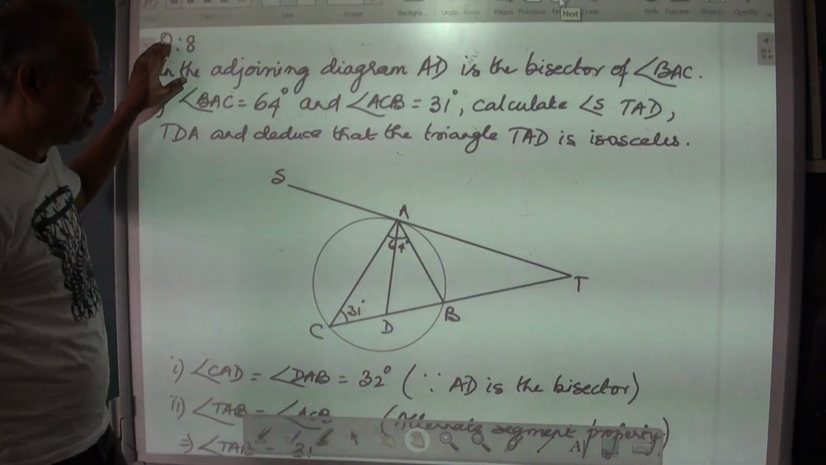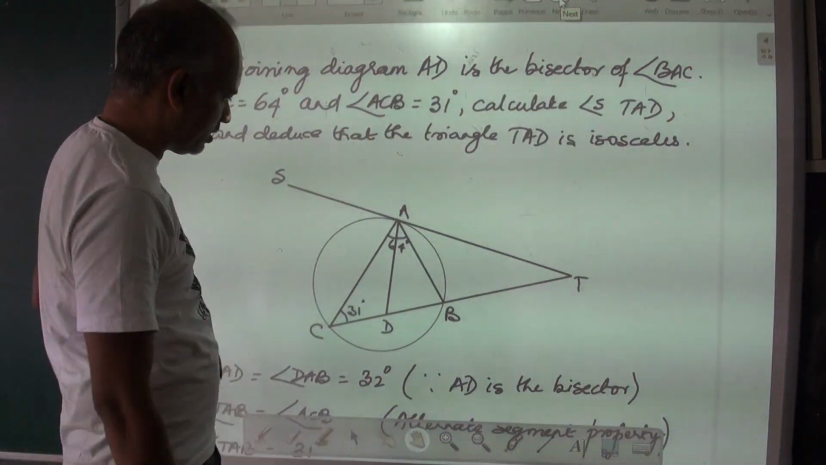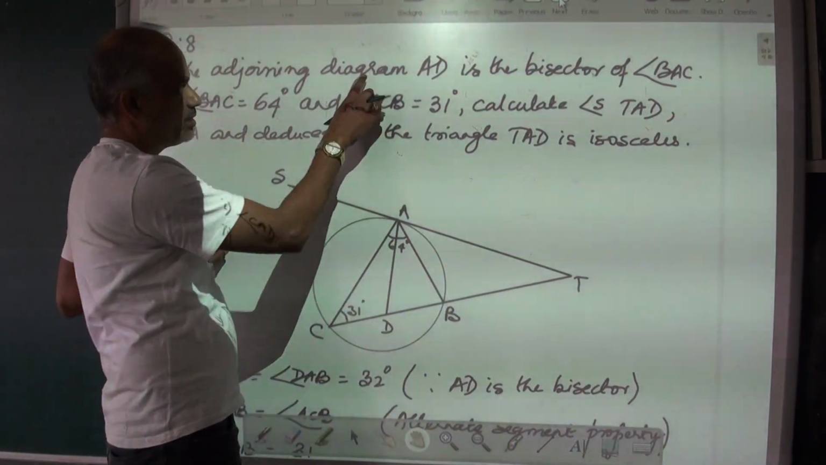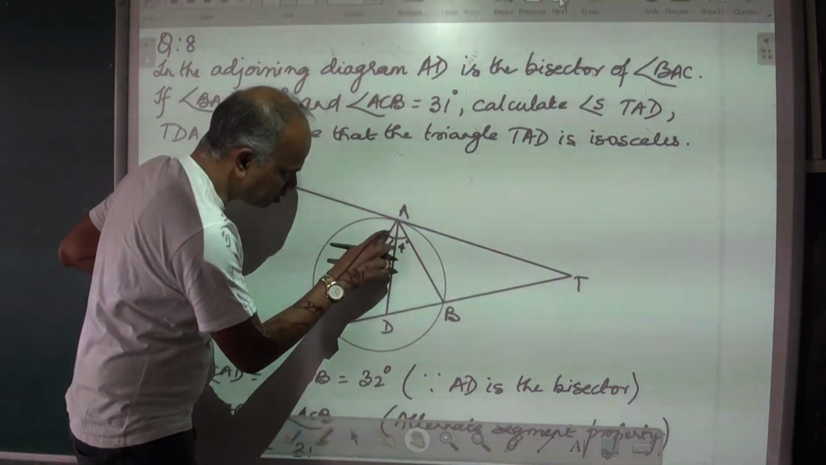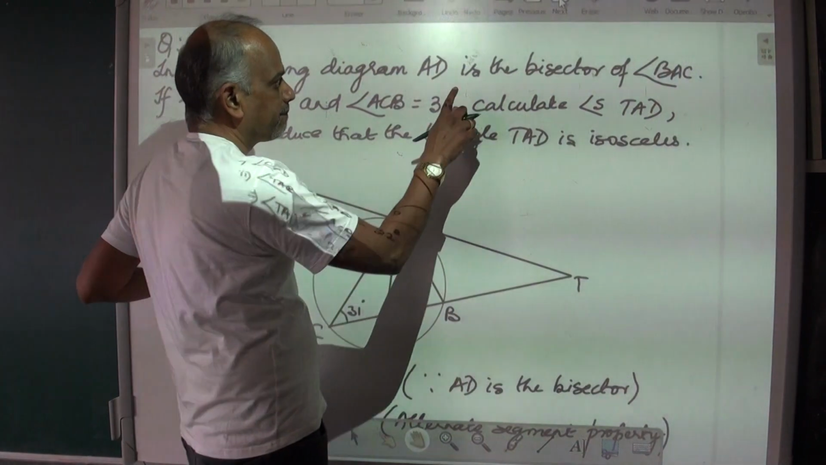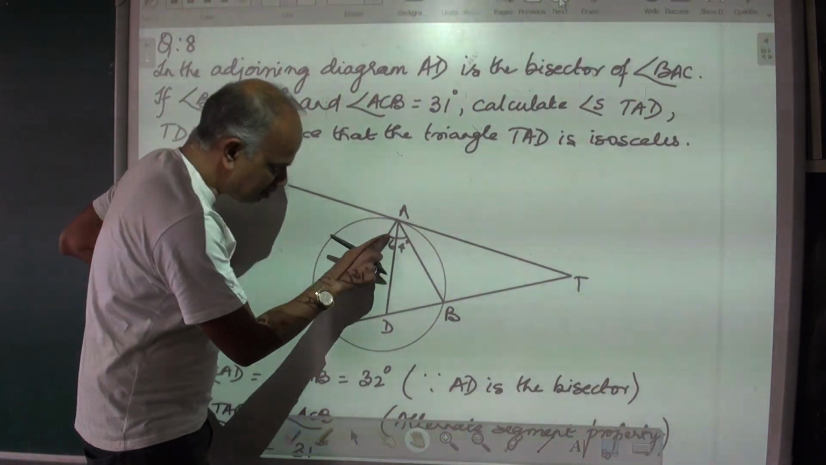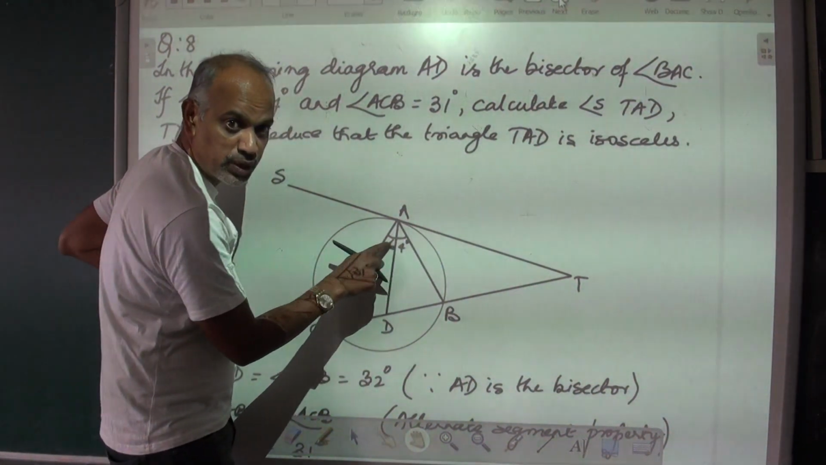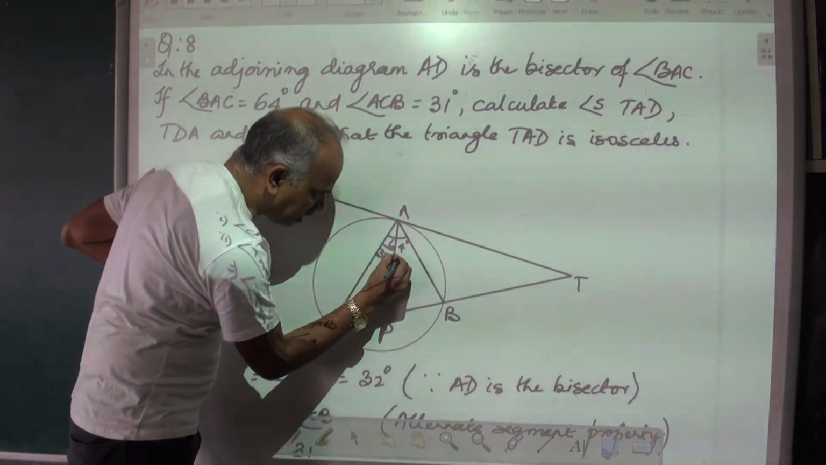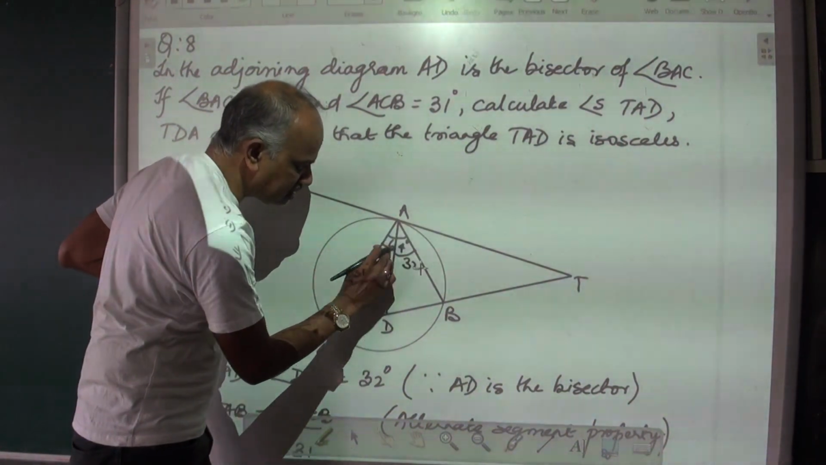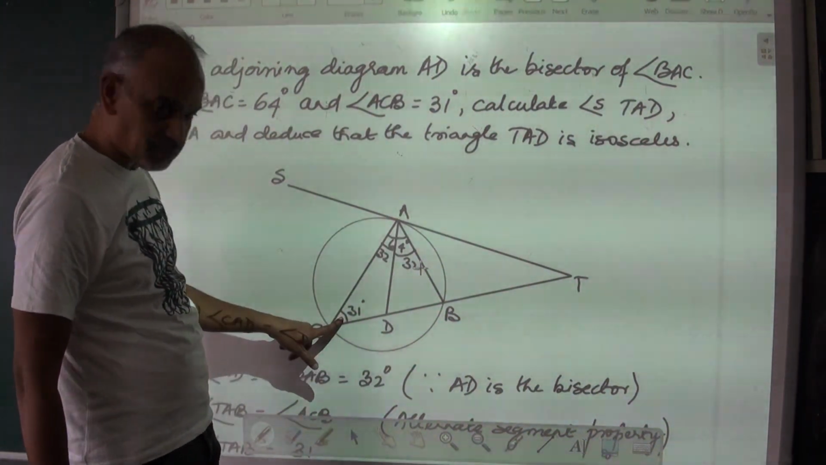Then question number 8. In the adjoining diagram, AD is the bisector of angle BAC. There is a circle. Angle BAC, this whole angle, was 64. But AD is the bisector. This line AD bisects this angle, which means it divides the angle into two equal parts. So this angle is 32, and the remaining angle is also 32 because the total is 64. BAC is 64, and ACB is 31.